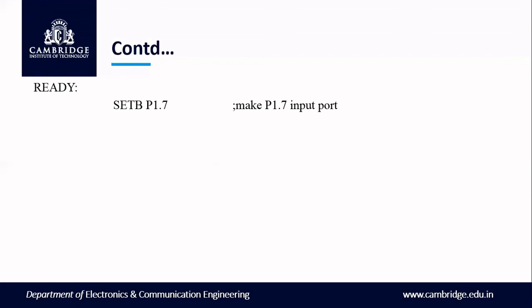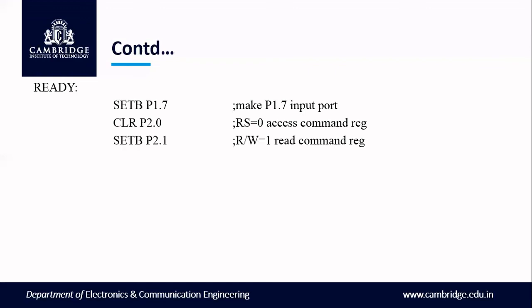So ready means we need to read the command register. That is your data bus pin D7 we need to read. So for that we need to make P1.7 as an input port. So we are making it high first. Then clear P2.0, RS is made 0 to access the command register, means read operation. You are doing a read operation for accessing the command register. So for reading, we need to make read write as a 1. Then read the command register and check the busy flag.